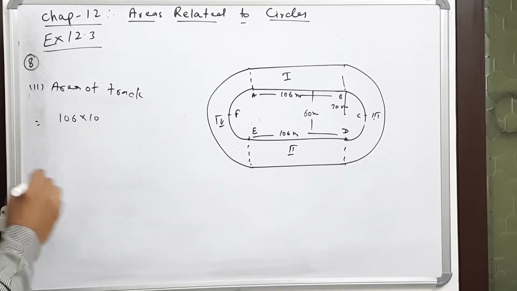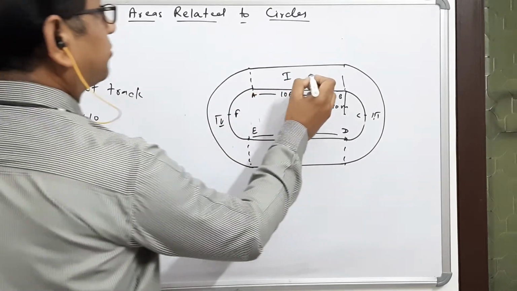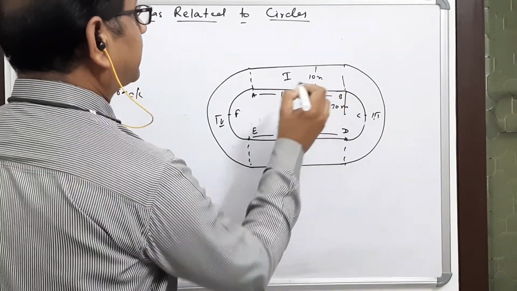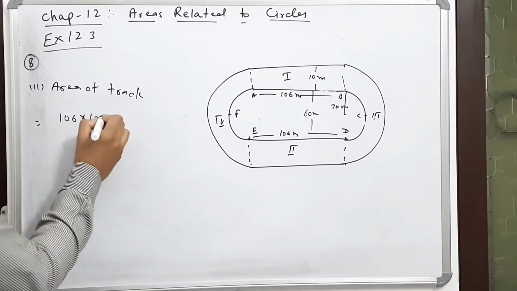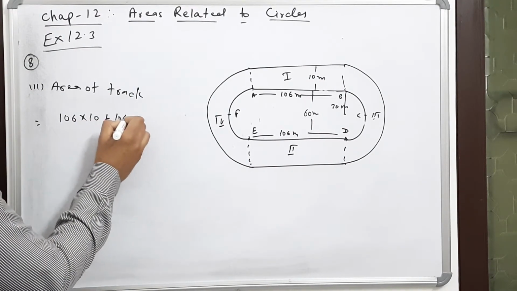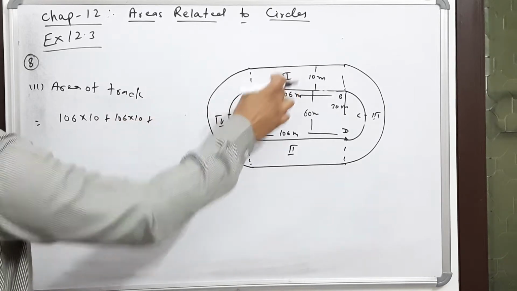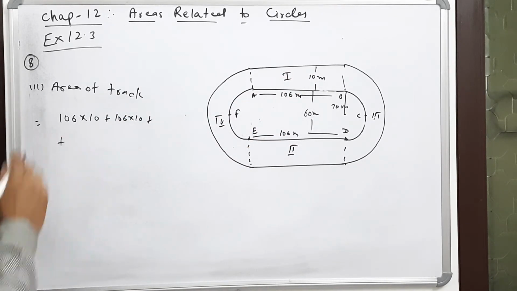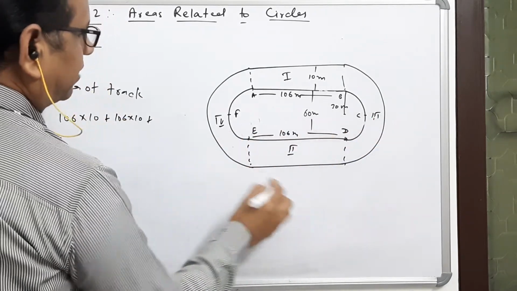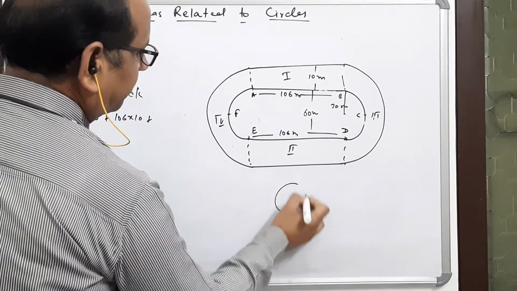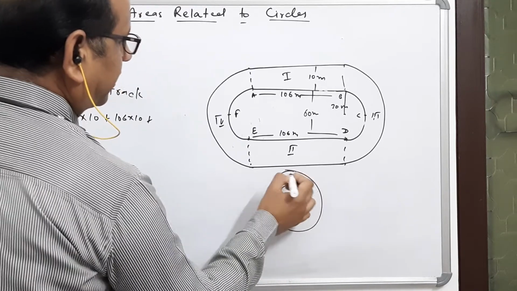106 into 10. Now where did this 10 come from? This is the width of the track. It is given in the sum that this width is 10 meter. So it is 106 into 10 plus 106 into 10. That is first part and second part. Now I am coming to the third part. You see, if I take this third part and fourth part and join them, there will be a perfect ring like this.